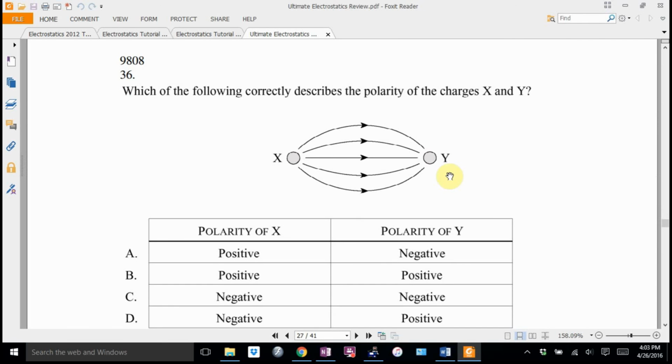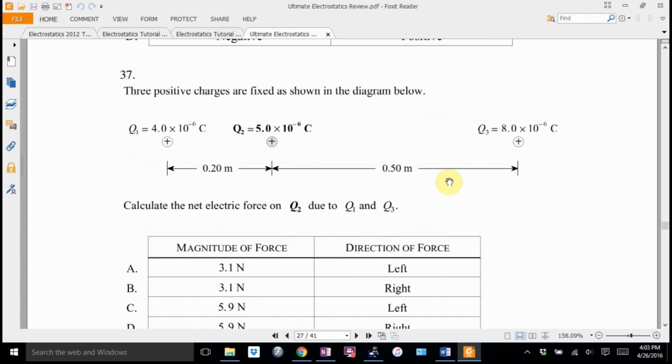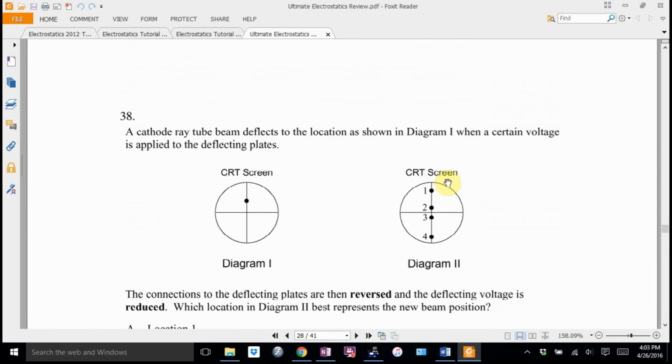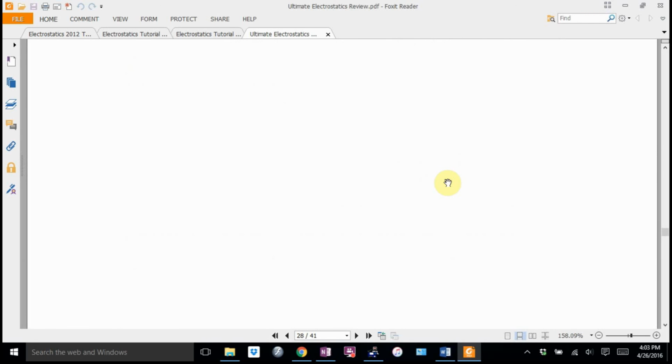36, electric field diagram. That's fair game. The net electric force on charge 2 from 3 charges. That's a little overkill. 38 is cathode ray tube. Not going to ask you that on the test.